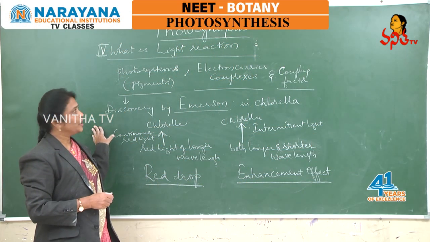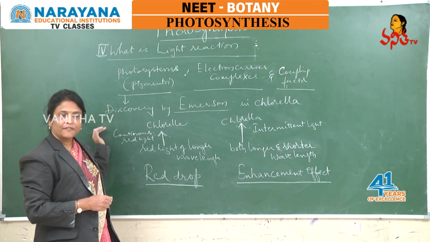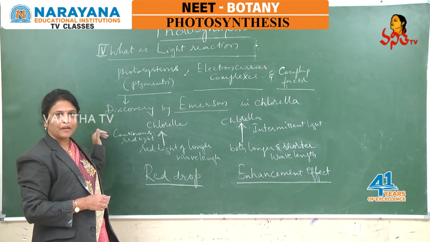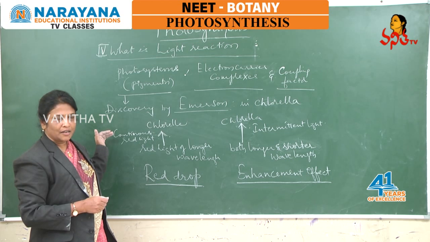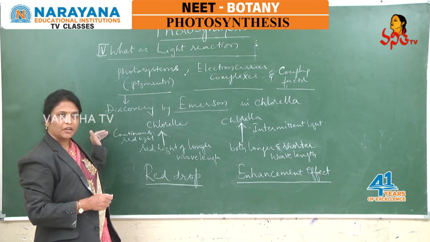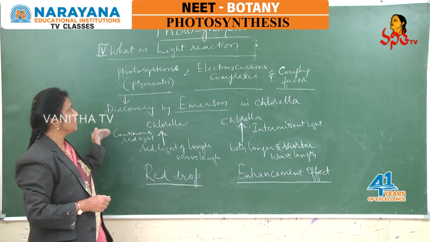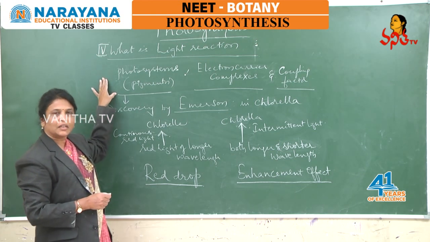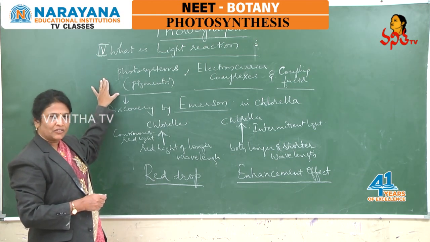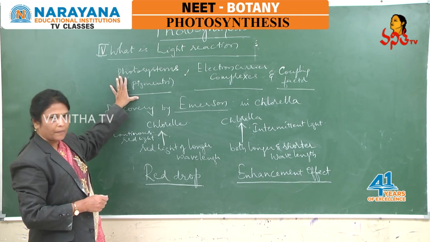So, students, we came to know that light reaction is meant for the synthesis of assimilatory power, that is ATP and NADPH, and that occurs in the presence of sunlight by the involvement of photosynthetic pigments, and photosynthetic pigments are organized in the form of photosystems located in the thylakoid membrane.